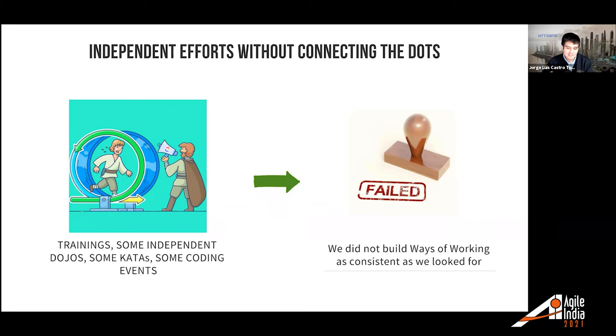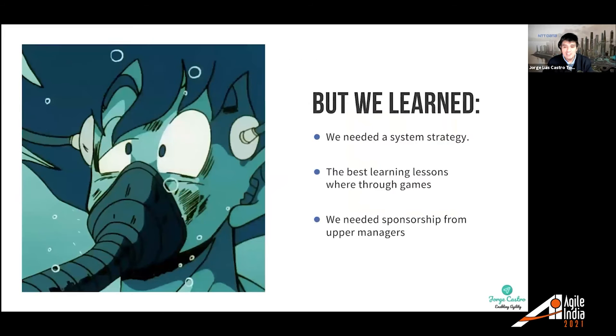We need a kind of strategy and try to make people really enjoy what we are doing, to buy the idea and really apply those new practices. So we tried, actually we failed, but we learned, right? What we learned? We learned that we needed a system strategy. I think that was something clear for us.